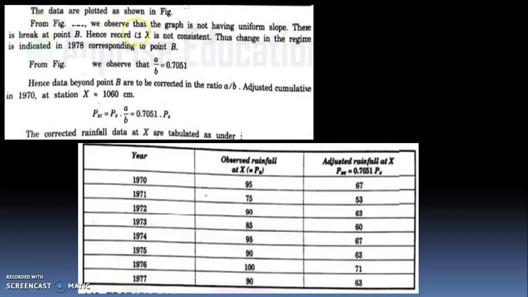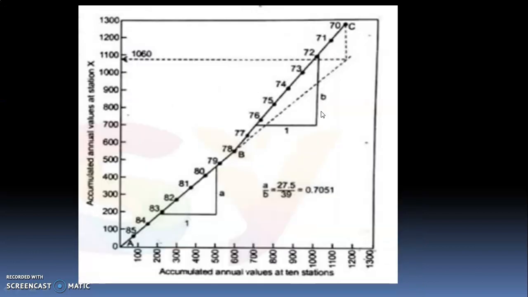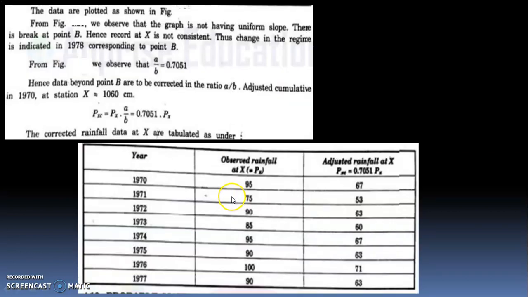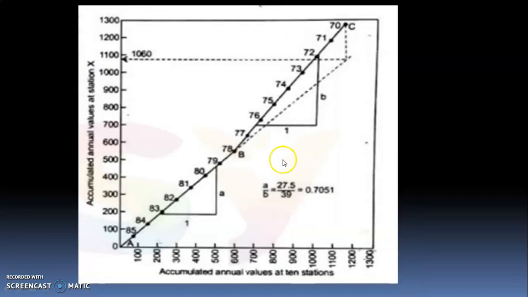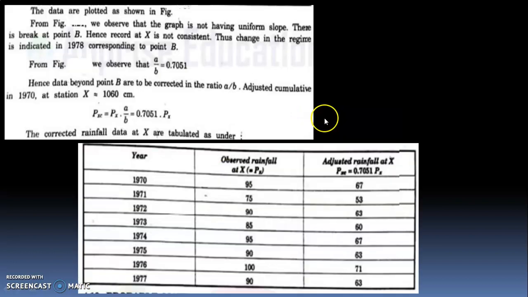From the figure we can observe that the graph is not having uniform slope. You can see here it is not uniform slope. See, till here it is like this till B, a straight line. After that it deviates. You can clearly observe that. So there is a break at point B. Hence the record at X is not consistent. So there is a break here, so the record is not consistent.